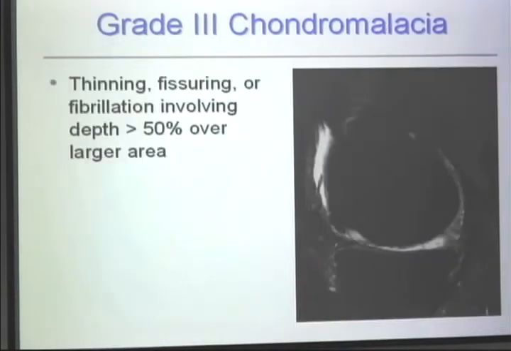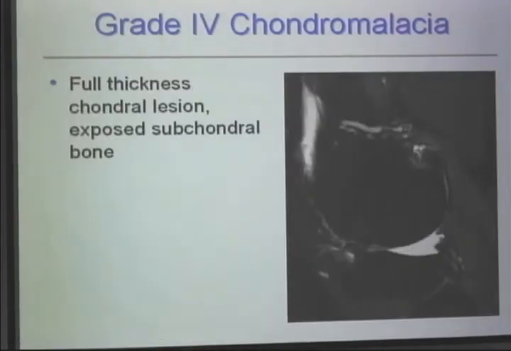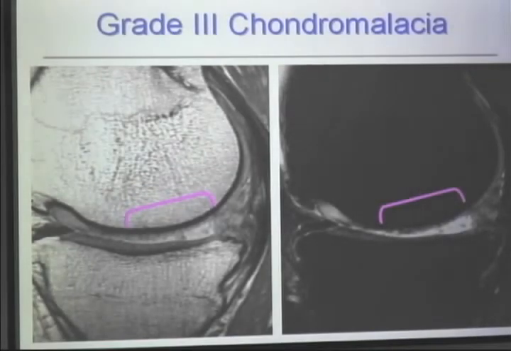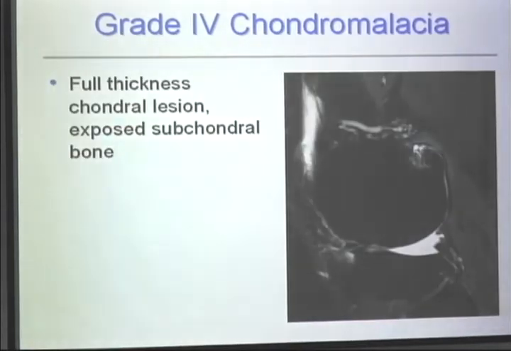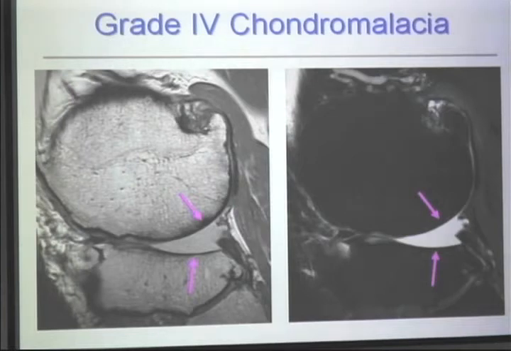Grade 3 chondromalacia is similar, but it's going to involve greater than 50% of the thickness. Here's a good example. This is involving about 50 to 75% of the cartilage thickness. We can see an irregular surface with fibrillation and increased signal. And then grade 4 chondromalacia is full thickness cartilage loss. We see no gray articular cartilage at all, just right down to the bone.